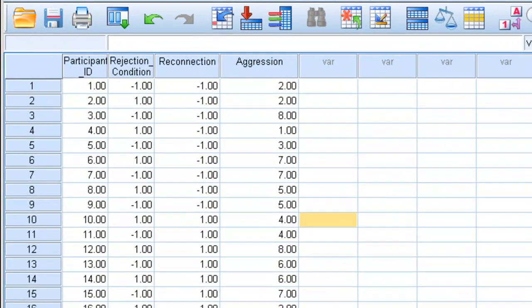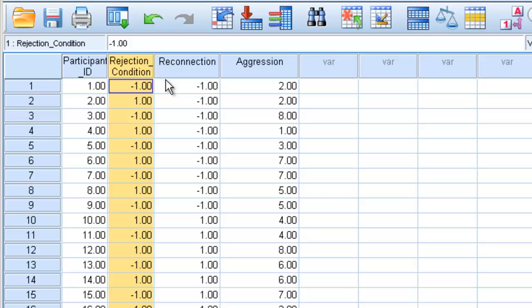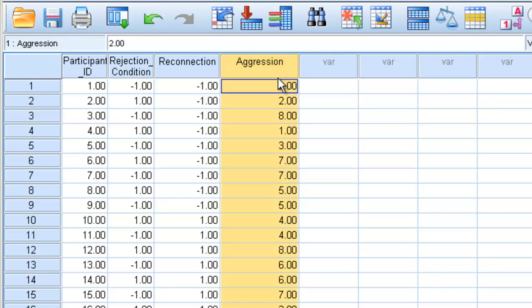In this case, we have two independent variables, one titled rejection condition and one titled reconnection. In this study, we're imagining a situation where individuals are either included or excluded during an interaction with individuals. So they're playing a game with some people, and they're either asked to leave, we don't want you in the group anymore, the rejection condition, or they play the game and have a reasonably good time. Following that, they are told they're going to interact with another person, and they can allocate a certain amount of hot sauce to that person as an aggression measure.